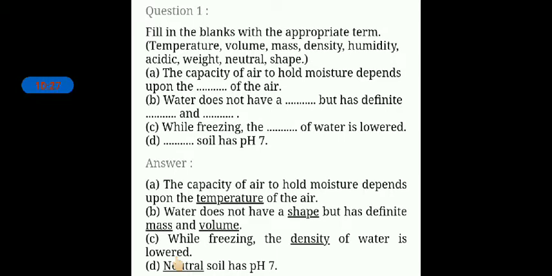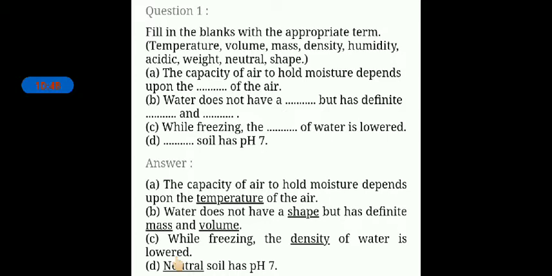Next we have: water does not have dot dot but has definite dot dot and dot dot. Water does not have a shape but has definite mass and volume. You can even write weight and volume also, but mass is the appropriate word for this.